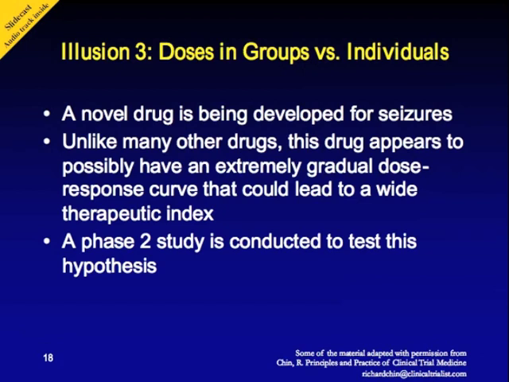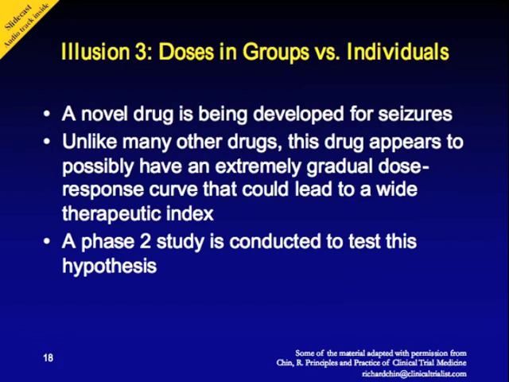And an example would be the following. Let's say you have a drug that you're developing to treat seizures, and you really want this drug to have a very gradual dose-response curve. You want it to have a kind of wide therapeutic index.